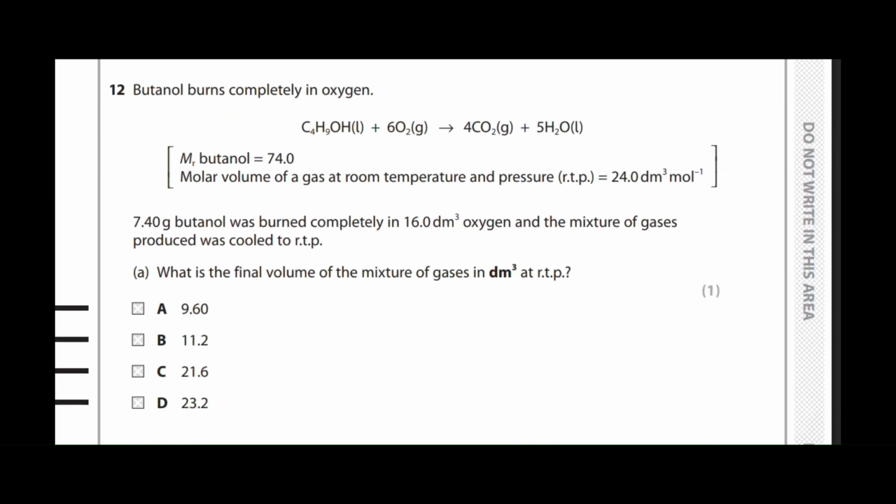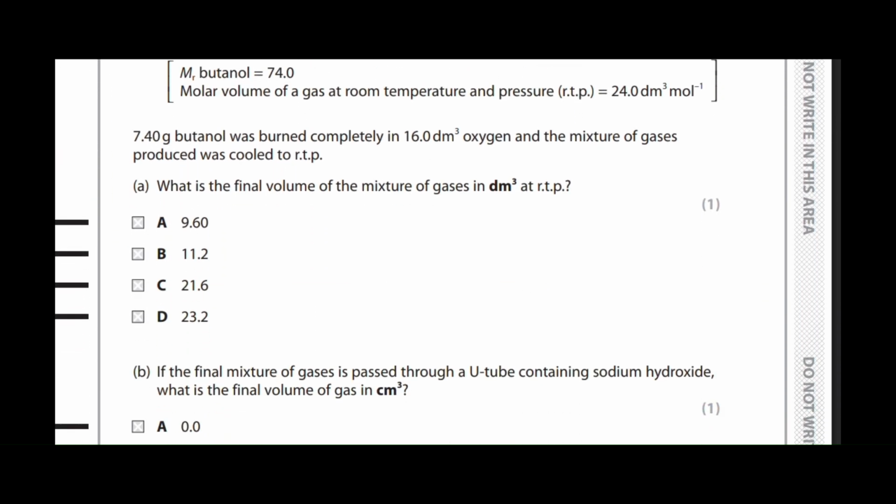Now, question number 12: butanol burns completely in oxygen. 7.4 grams of butanol was burned completely in 16 decimeter cube of oxygen, and the final mixture produced was cooled at RTP. What is the final volume of the mixture of gases in decimeter cube at RTP? Here butanol is the limiting reactant.